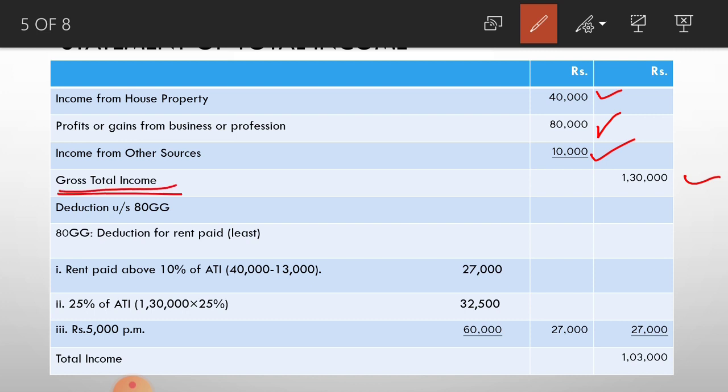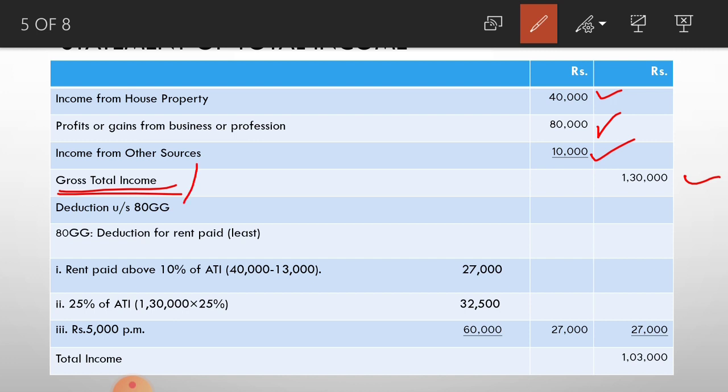Here you have to calculate adjusted total income. What is adjusted total income? Adjusted total income is equal to gross total income minus long term capital gain minus short term capital gain and deduction under section 80 except deduction under section 80GG. There are no such items in this problem like long term capital gain, short term capital gain and deduction under section 80. So, here your gross total income is the total income or adjusted total income.